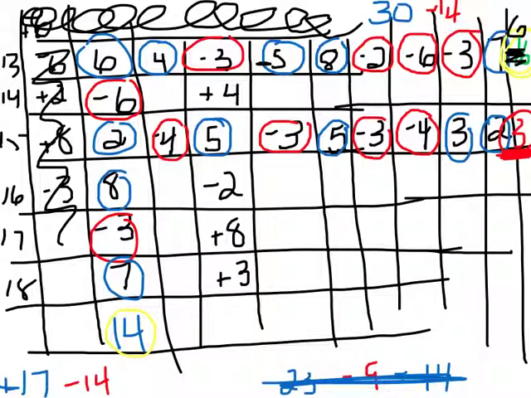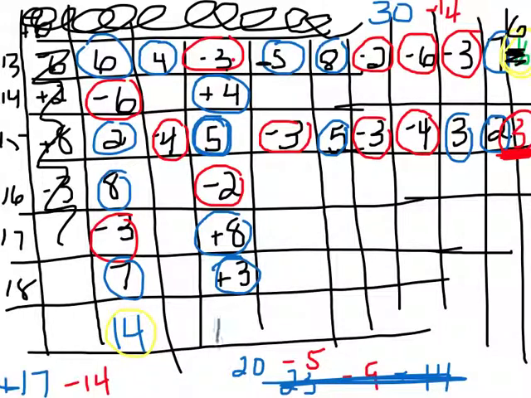Okay, so let's total up our negatives first. -3 and -2 make -5. So I got -5 there. Now I'm going to go do my positives. I already have that 5 circled, so I'm going to go ahead and say 5 and 4 make 9, and 8 makes 17, and 3 makes 20. So it's 20 minus 5. Wouldn't that be 15 down here? Yeah. Okay.